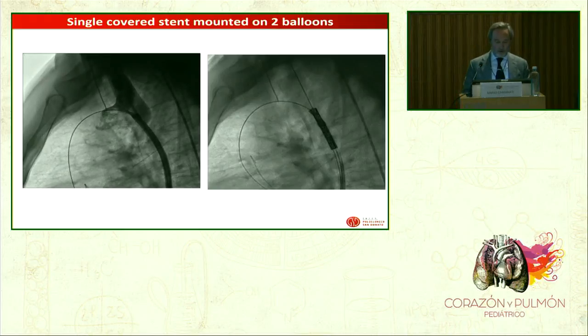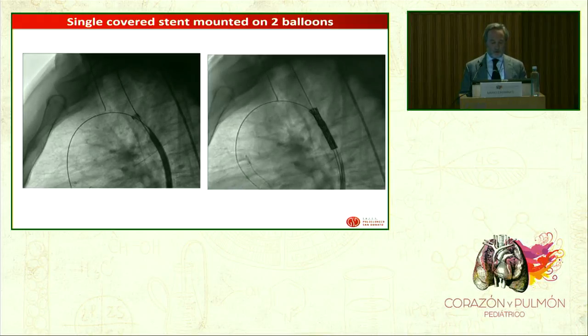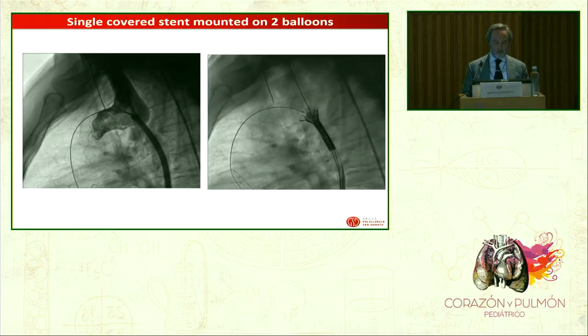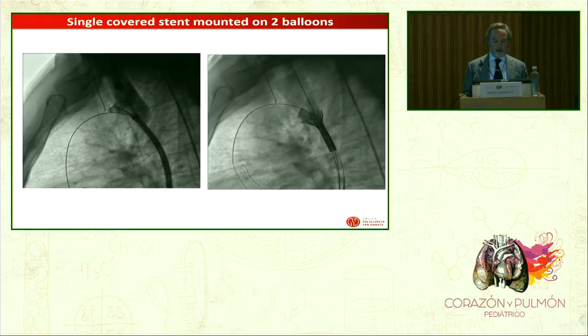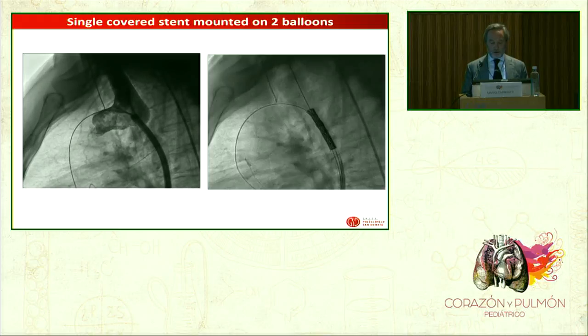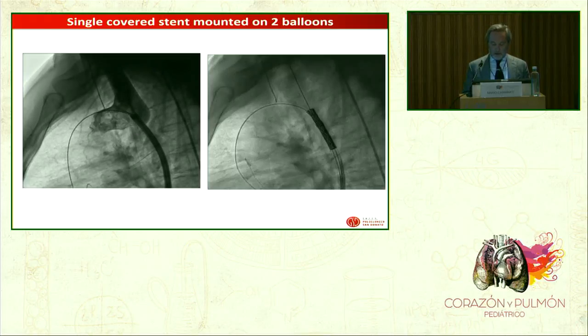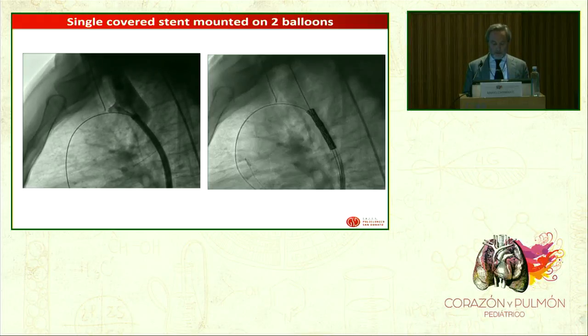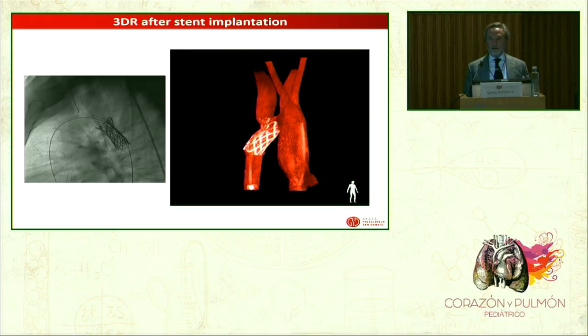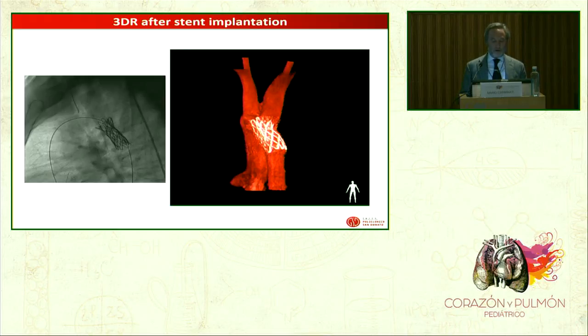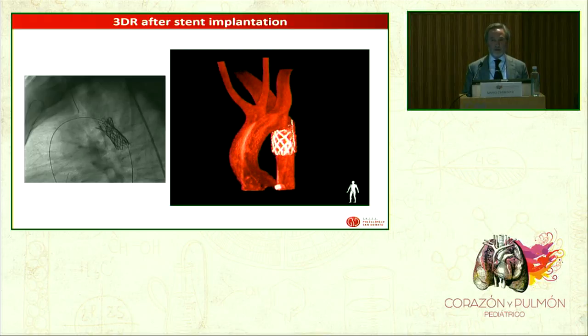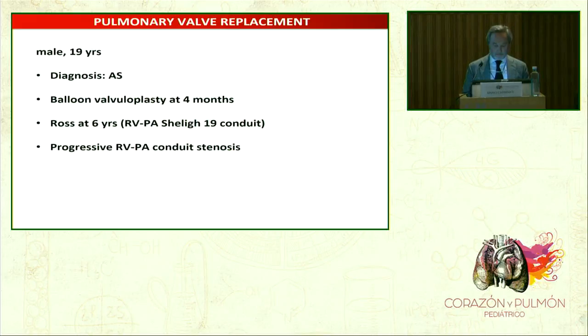Well, this is an example of this complex coarctation with aneurysm. In this particular case, we used the technique of a single stent mounted on 2 balloons with simultaneous implantation of the stent, avoiding the occlusion of the side branch vessels, because you can fix exactly where you want. And this is the 3D rotational angiography and 3D reconstruction immediately after stent implantation in this particular case.